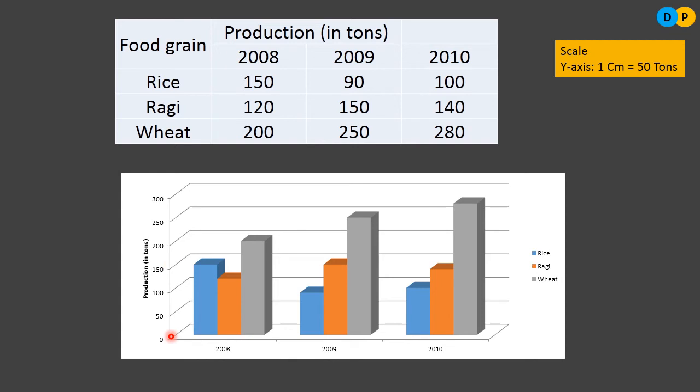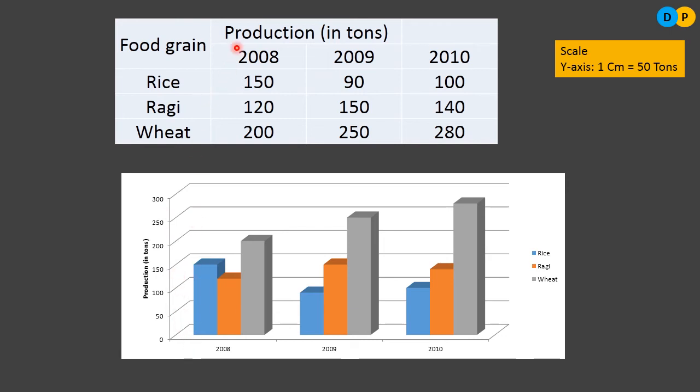If the paper width is a little bit bigger, then you can consider a little bit more scale. I mean to say, you can go with 1 centimeter is equal to 25 tons or else 10 tons. It is left to you. But here I have gone with 50 tons for 1 centimeter.